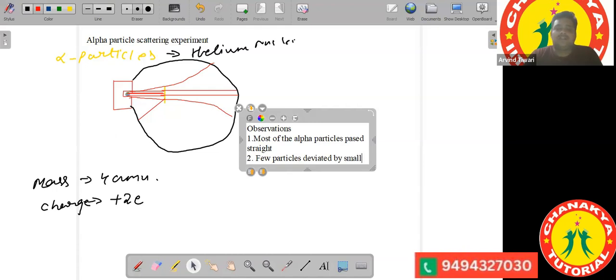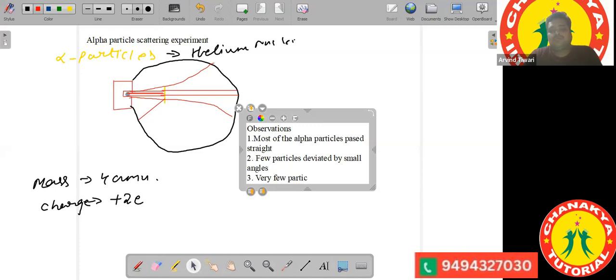So few of the alpha particles deviated by small angles. And the last observation was that very few, about 1 in 8,000, bounced back.